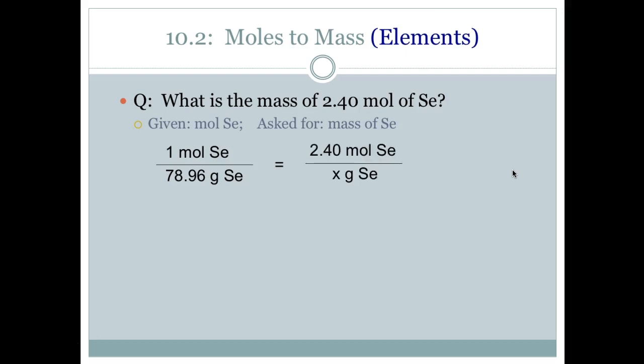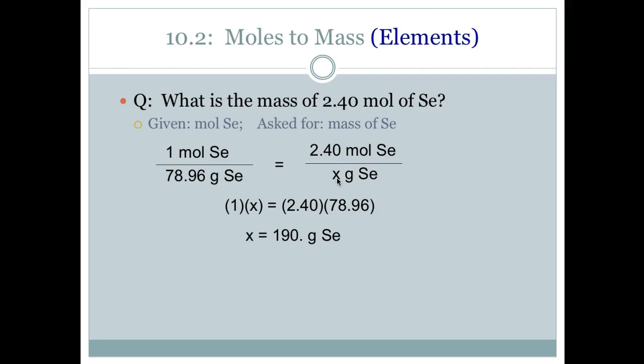We're going to set this equal to the information from the problem, 2.4 moles of selenium equals X grams. Again, reading this as a sentence, we would say that if 1 mole of selenium equals 78.96 grams of selenium, then 2.40 moles of selenium must equal X grams. Cross multiply, solve for X, and we find that 2.40 moles of selenium equals 190 grams of selenium. Again, common sense check this and make sure, since 2.4 is larger than 1, our answer should be larger than 78.96, and it is.